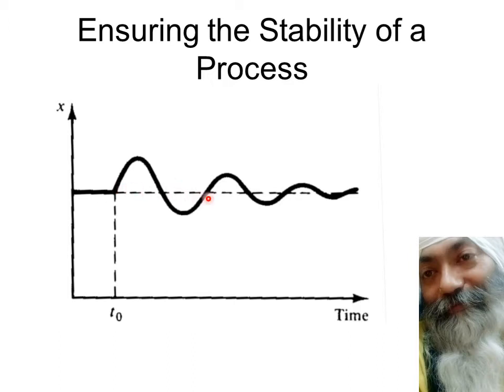Then the system is said to be stable. So for bounded input, you get bounded output. The system is stable. This is the graphical representation of a stable system.